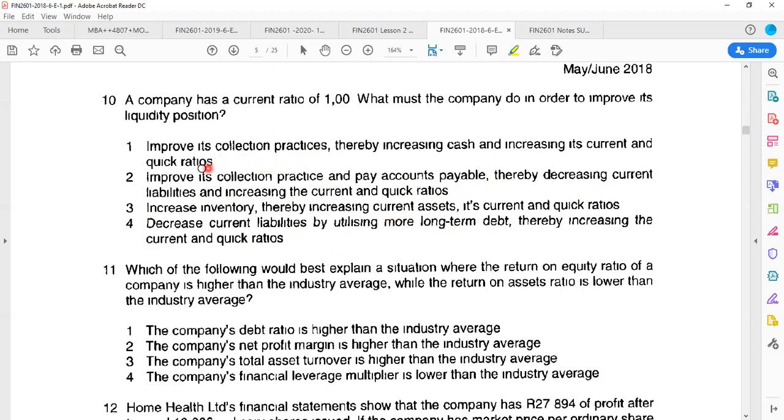Right. The correct answer here would be option one. Let's actually go through this. I'm actually thinking I'd thought one before, but I think the correct answer, yeah, would probably be one. I think one would probably be the best answer, because by the company improving its collection practices, it means that it's collecting cash quicker. And by collecting cash quicker, it increases its cash, thereby increasing its current and its quick ratio. So it means the company is selling goods quickly and collecting quickly.